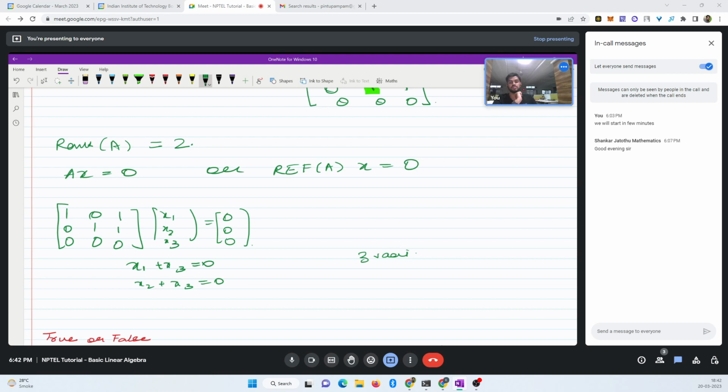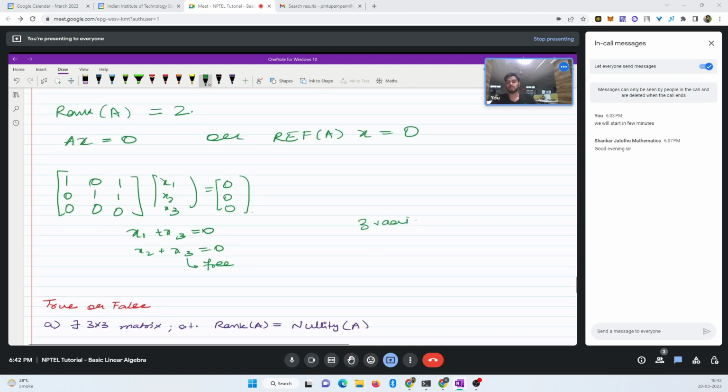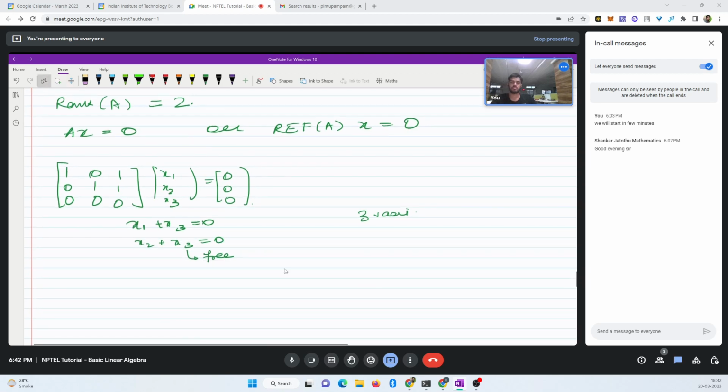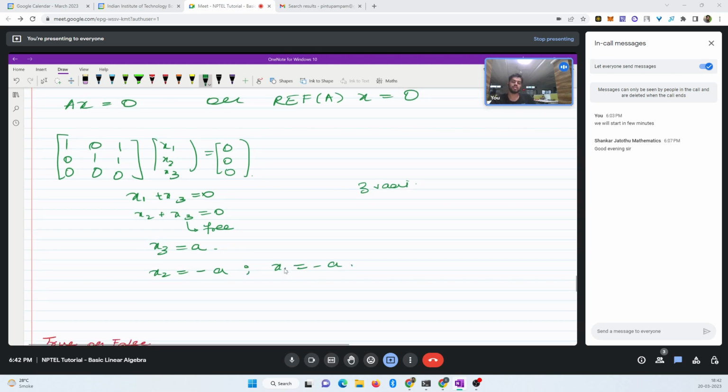So one of the variables is free. You can choose that free variable out of your choice. I'll choose x3 as the free variable. If I take x3 to be a, then what is my x2? x2 is minus a, and similarly x1 is minus a. So any element of the solution space would look something like minus a, minus a, a.